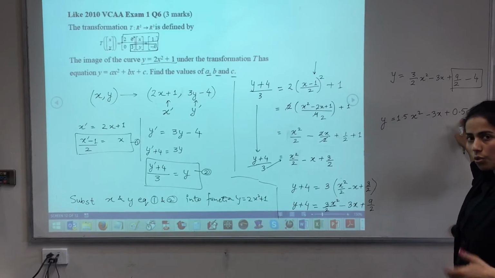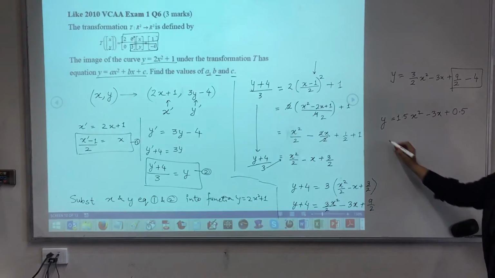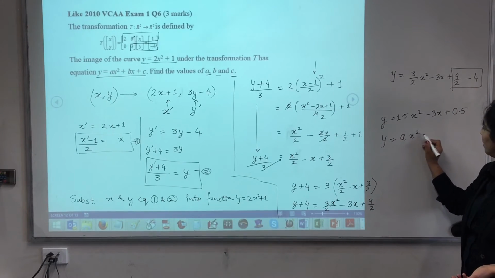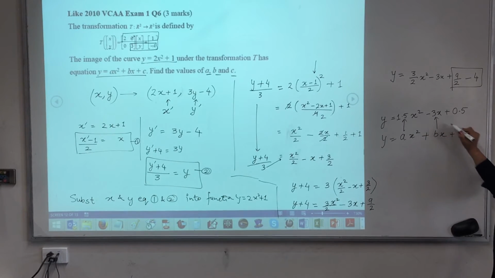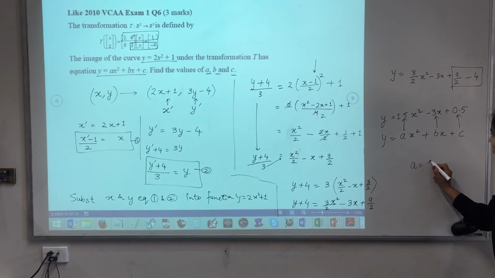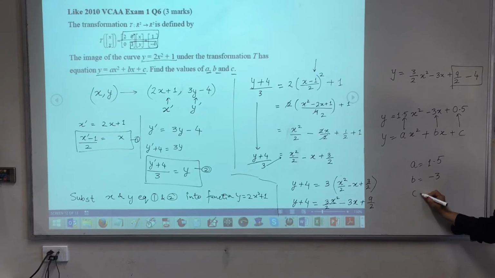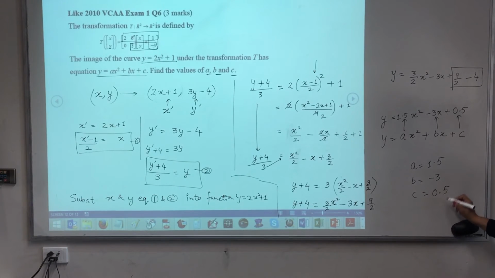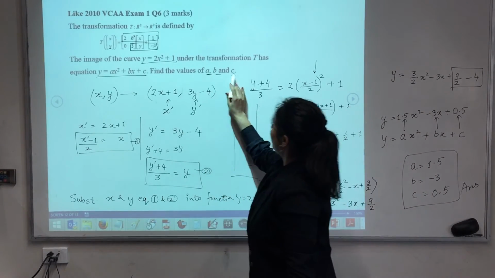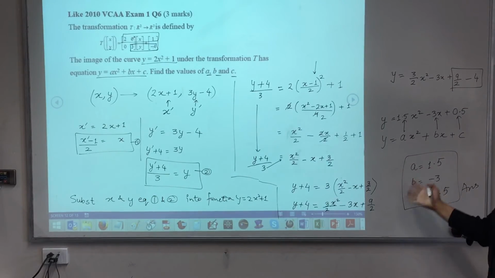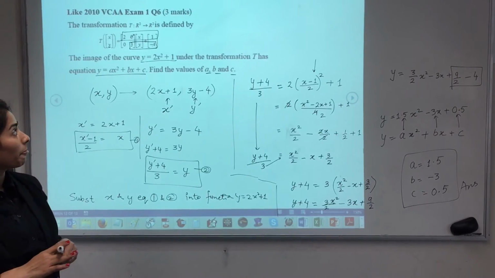Let's compare this new equation with this, because we need to find out a, b and c. So y is ax squared plus bx plus c. So definitely this is my a, that's my b, and that's my c. So a is 1.5, b is minus 3, and c is 0.5. That's your answer. Find the values of a, b, c. You have found it. That's it. So this is how you completely show all the steps of working out.